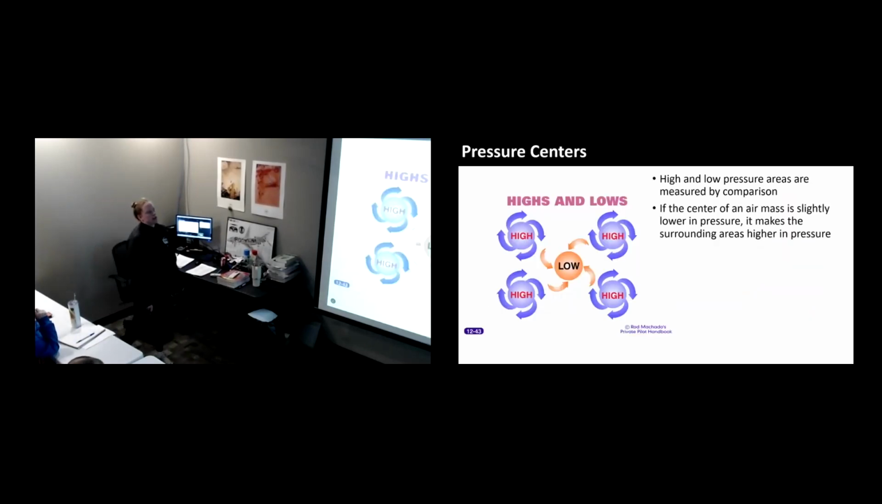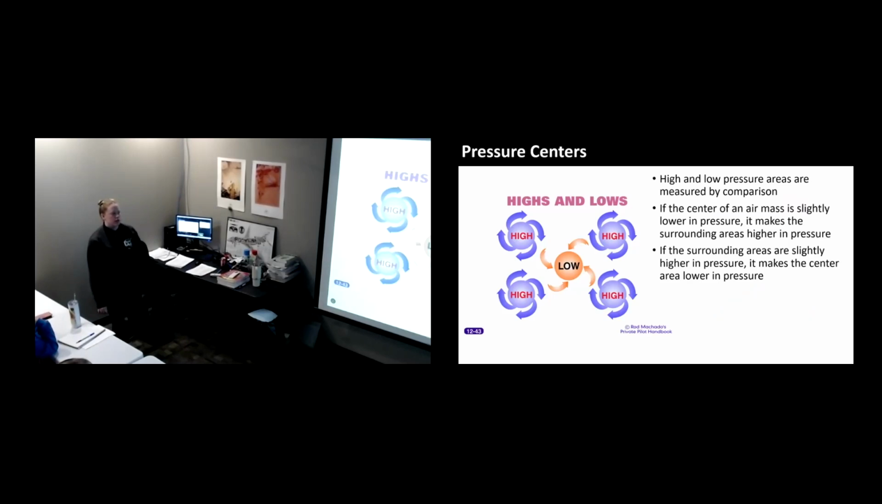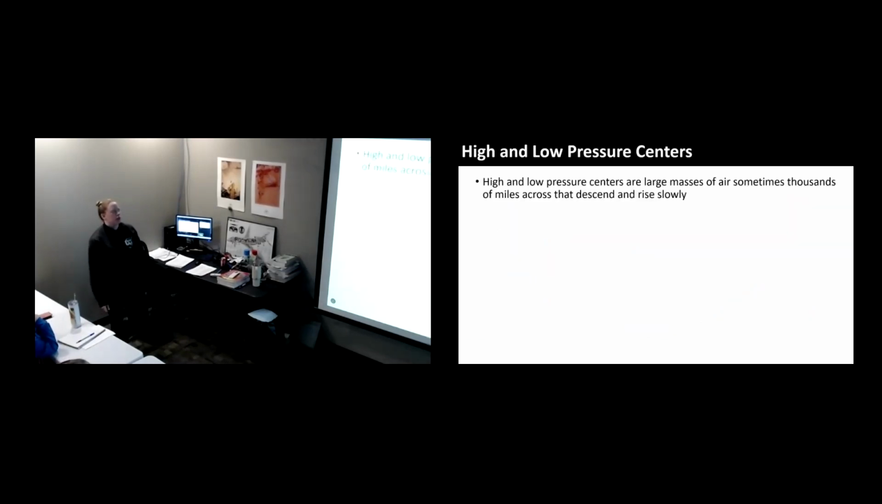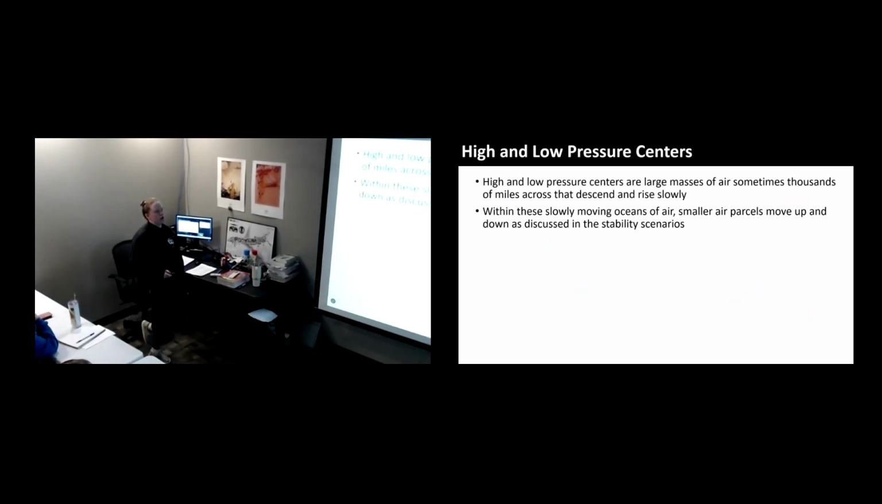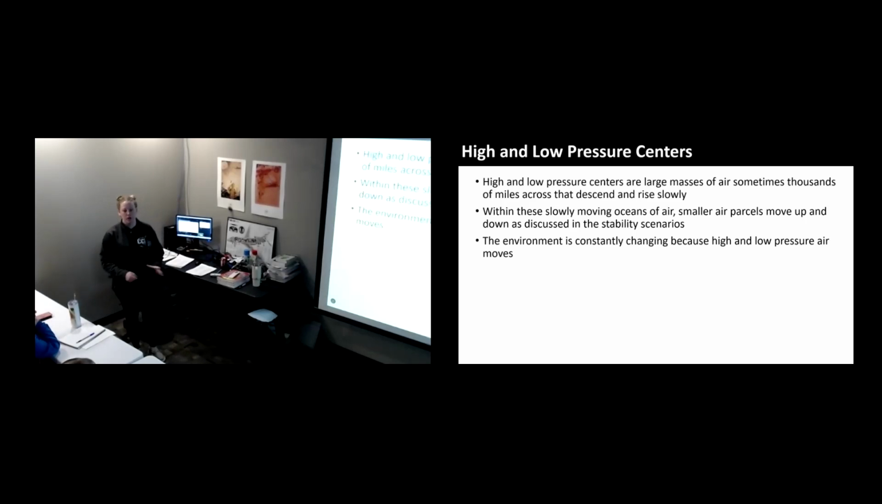High and low pressure areas are measured by comparison. If the center of an air mass is slightly lower, it makes the surrounding areas higher. Sometimes they span thousands of miles. Within these slowly moving oceans of air, smaller air particles move up and down, as discussed in the stability scenarios. But it's just an area of relatively high or low pressure. The environment is constantly changing because of these air masses.